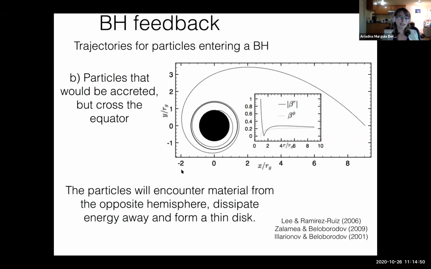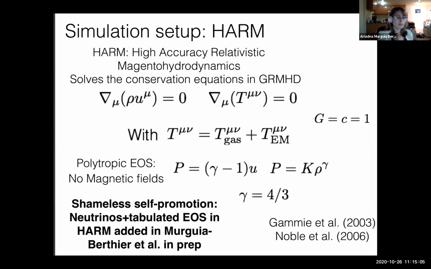This is called a mini disk, and this could potentially carry enough energy that could help unbind the envelope, and it is important to then study them numerically, which is the project that I did. I studied what happens in these very low angular momentum cases. So I performed the simulations using HARM, which is a code that solves the equations of general relativity magnetohydrodynamics.